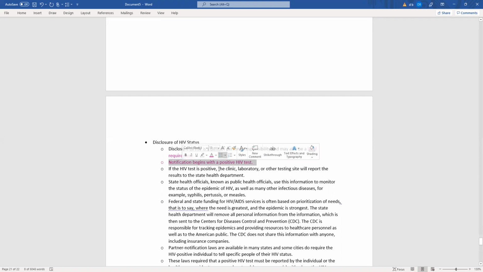If the HIV test is positive, the clinic, lab, or other testing site will report the results to the state health department. State health officials, known as public health officials, use this info to monitor the status of an epidemic of HIV, as well as many other infectious diseases, for example, syphilis, pertussis, and measles. Federal and state funding of HIV/AIDS services is often based on prioritization of needs. That is to say, where the need is greatest and the epidemic is strongest.